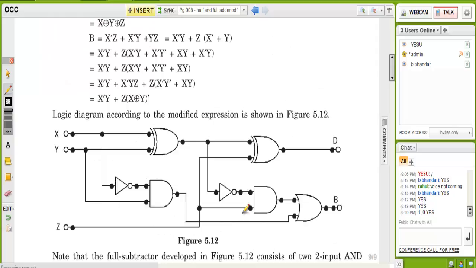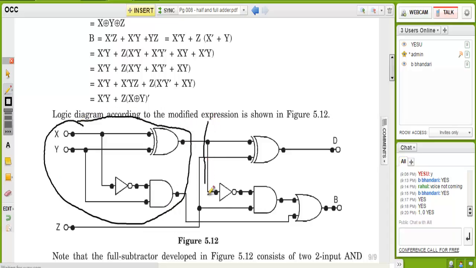Okay, now the same thing as the last class we did, using the half adder circuit, 2 half adder circuits, we made a full adder circuit. In that case also, using 2 half subtractor circuits, we can make a full subtractor circuit. See, it is 1 half subtractor circuit, and it is another 1 half subtractor circuit.